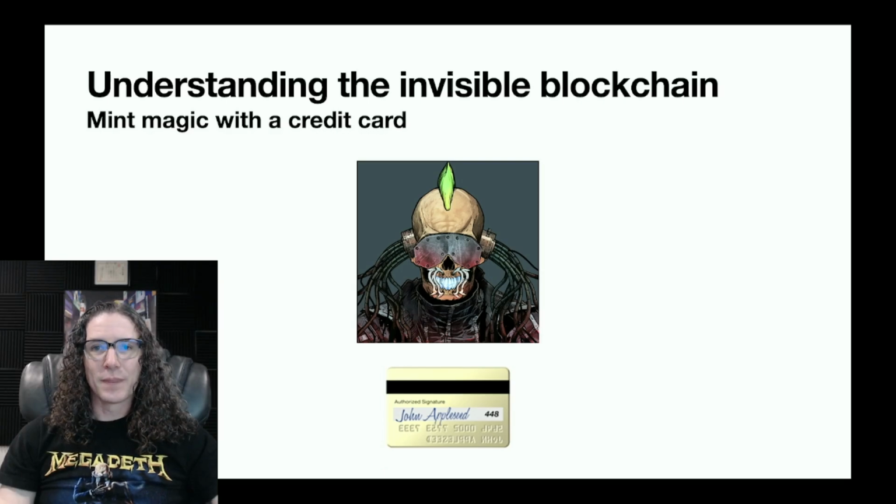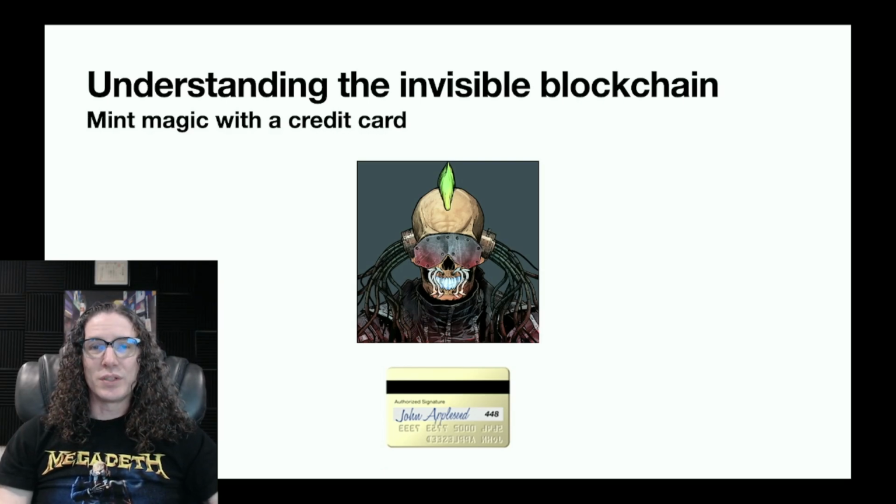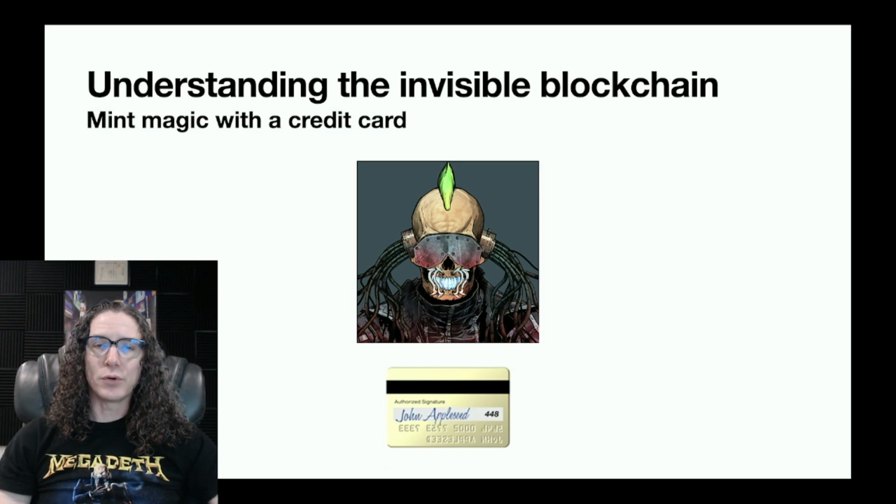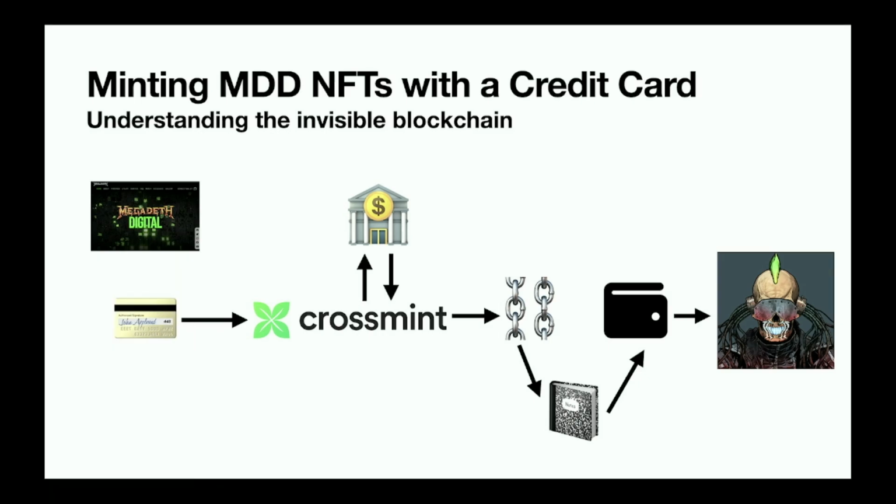So Crossmint is a third-party service that Megadeth Digital uses to enable you to purchase NFTs with a credit card. This is pretty cool because Crossmint's whole goal is to make it easier to use the blockchain. So they obfuscate and make the blockchain invisible. All you need is a credit card and an email address, and they do all of the heavy lifting for you. So you can see at a high level what they're doing.